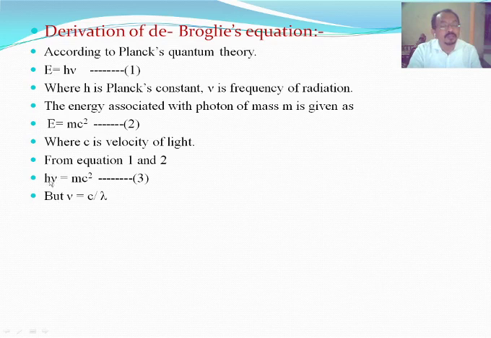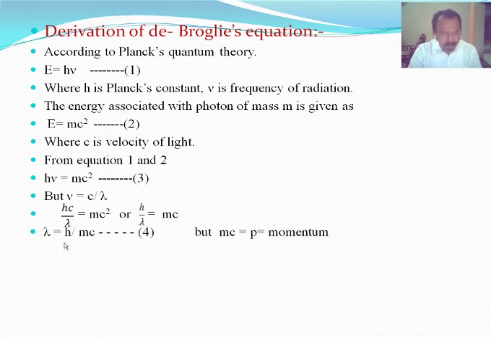Here we can put the value of nu as c upon lambda. Equation 3 becomes hc upon lambda is equal to m into c square. Now, c gets cancelled, we get h upon lambda is equal to m into c. If we rearrange this equation, we get lambda is equal to h upon m into c, equation number 4. Here lambda, the wavelength, is equal to h, the Planck constant, upon m, the mass of that photon, into c, the velocity of radiation.